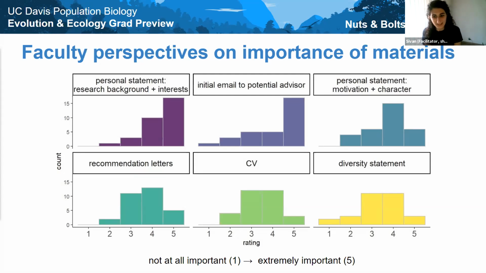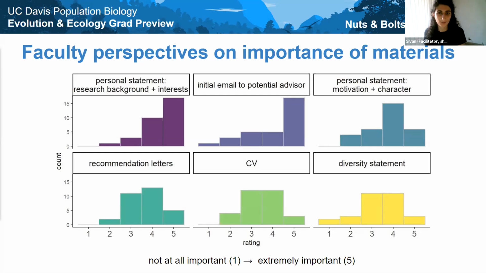Next is the personal statement, the part of it where you're talking about your motivation to go to grad school and maybe different characteristics that would make you a successful grad student that are outside of research backgrounds. So that could be like communication skills, things like that. Next, recommendation letters, then your CV, and then the diversity statement. But again, there's a lot of variation.